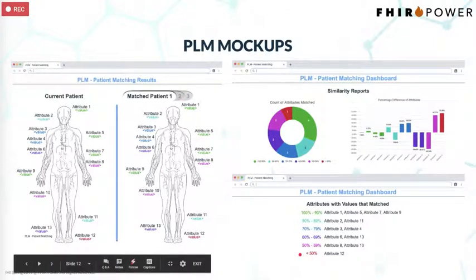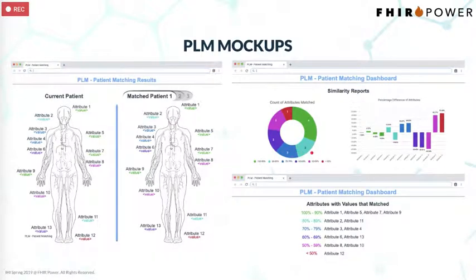On the bottom right, you can see the attributes listed with their correlation. And in the top right, you can see a pie chart of how much the matched patient matched with the current patient, as well as the distribution of the different attributes and the amount that they matched.